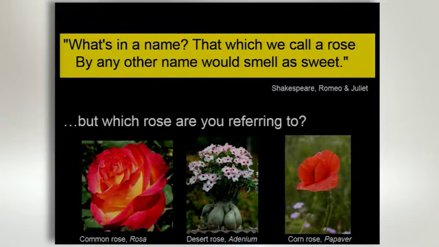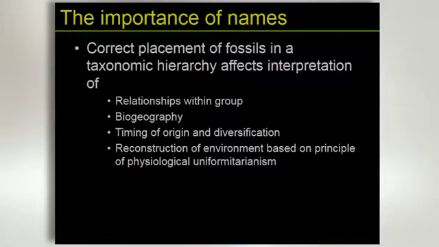So we need to be confident in what our fossils are, so that the whole process of identifying them is going to help us put them in the correct taxonomic hierarchy. So that's going to affect inferences of phylogeny and evolution, biogeographic reconstructions, understanding the timing of the origin and diversification of different groups, and also looking at ecological or environmental characters, where we're inferring them based on what their modern relatives are doing.